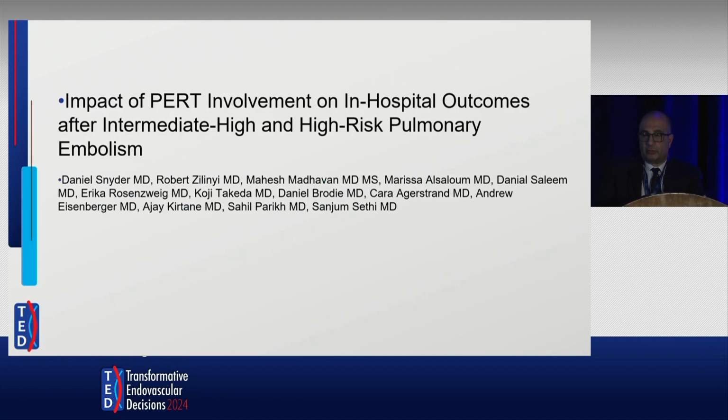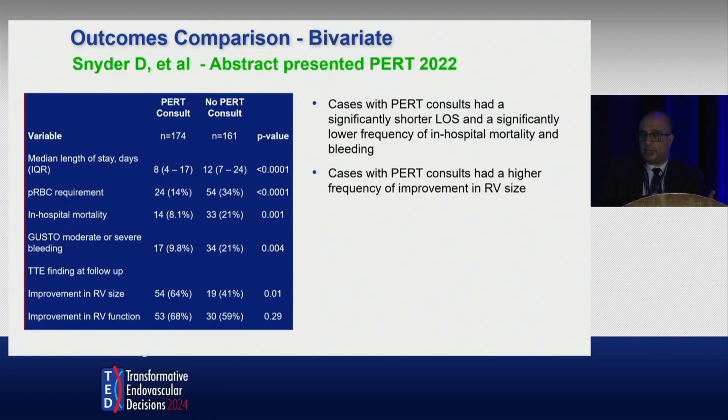Finally, I know there is a talk about PERT, the impact of PERT involvement in hospital outcome and intermediate and high-risk pulmonary embolism. Through the PERT consortium, it showed significant shorter length of stay, significantly lower frequency of in-hospital mortality, and they had higher frequency of improvement in RV size.